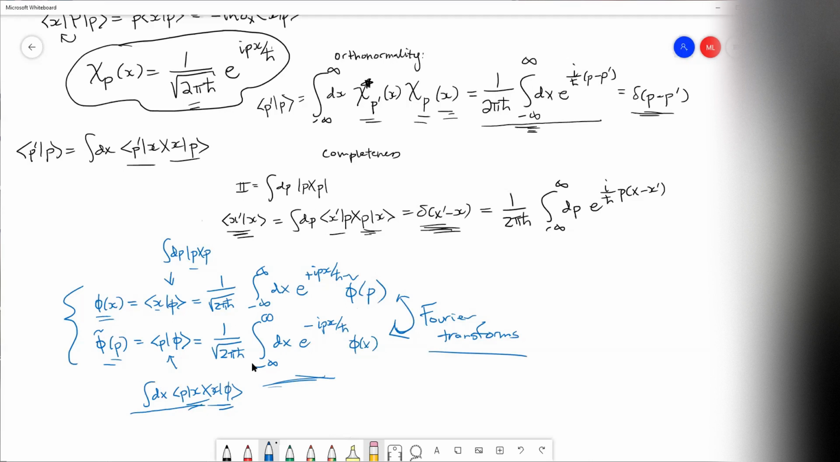But yeah, any questions about that? Should both of those integrals be over x, or should the top one be over dp? Yeah, very good, very good. Yes, we're sticking in completeness in p.